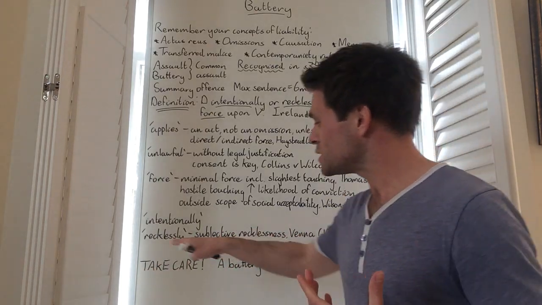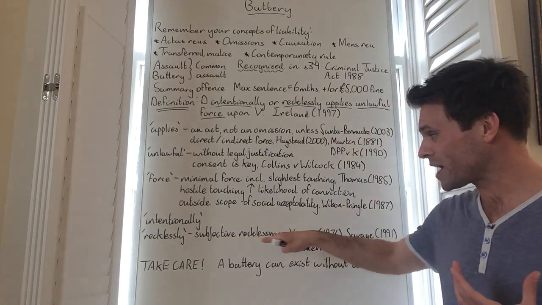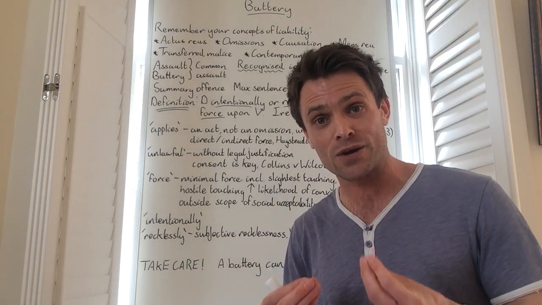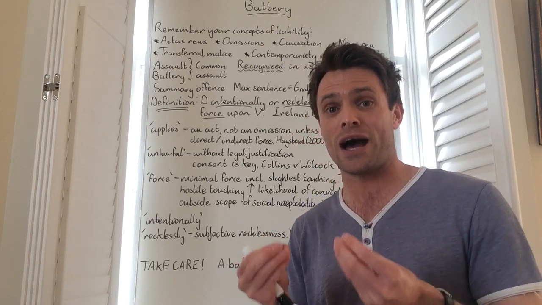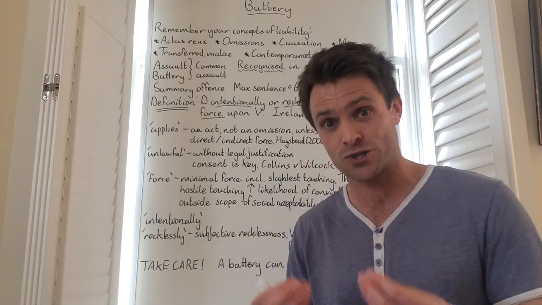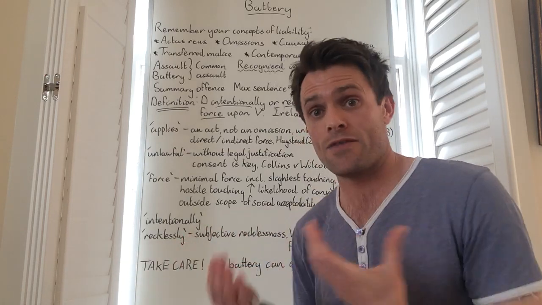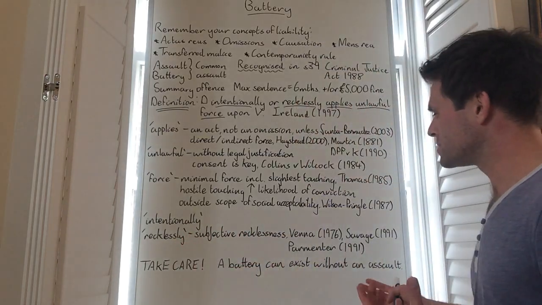Okay? So, this is based on the notion of subjective recklessness. In short, this is where the defendant knows that they are taking a risk, but decides to take that risk anyway. They're conscious of the risk of unwanted touching via their behaviour. So, 3 case examples for this.